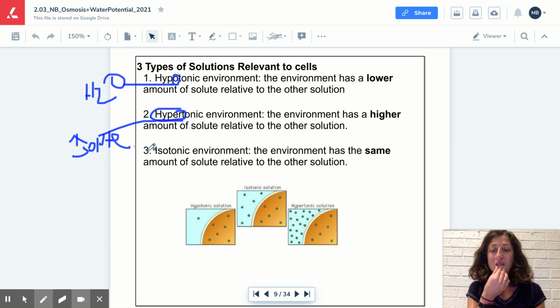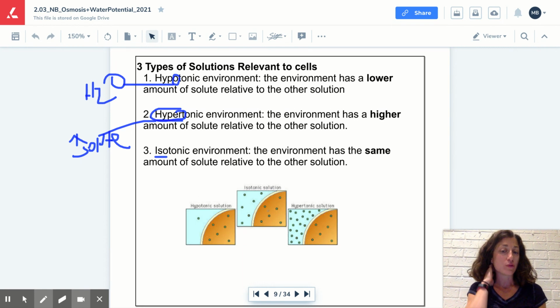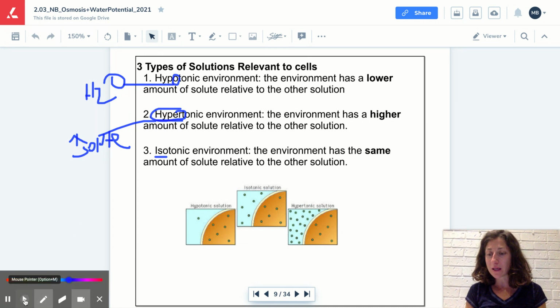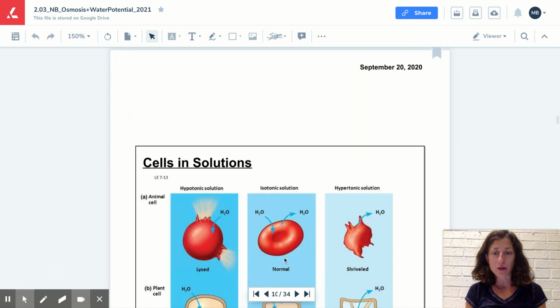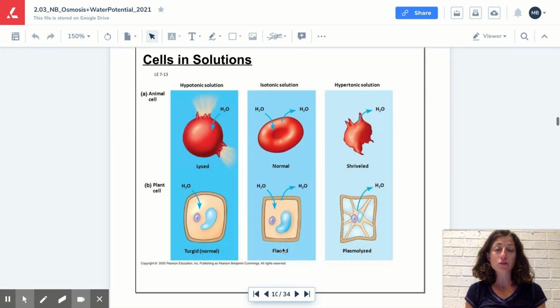Beautiful. Okay, and then iso means equal. So isotonic means that they're the same, okay, relative to the other solution. Okay, so what does this tell us about our solutions? Well, this is what it tells us.